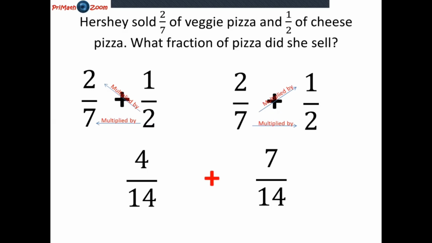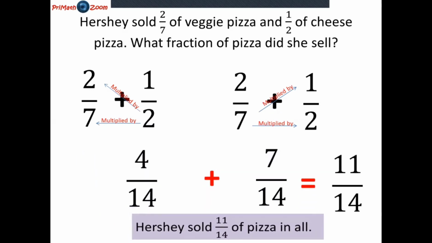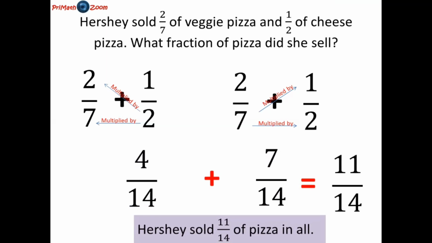So here we will put our plus sign to indicate we're adding. And when we're adding fractions with like denominators, we just need to do what? Add the numerators. So 4 plus 7 will give us, yes, 11. And we just write back the same denominator. So here, Hershey sold 11/14 of pizza in all. Good job, boys and girls.